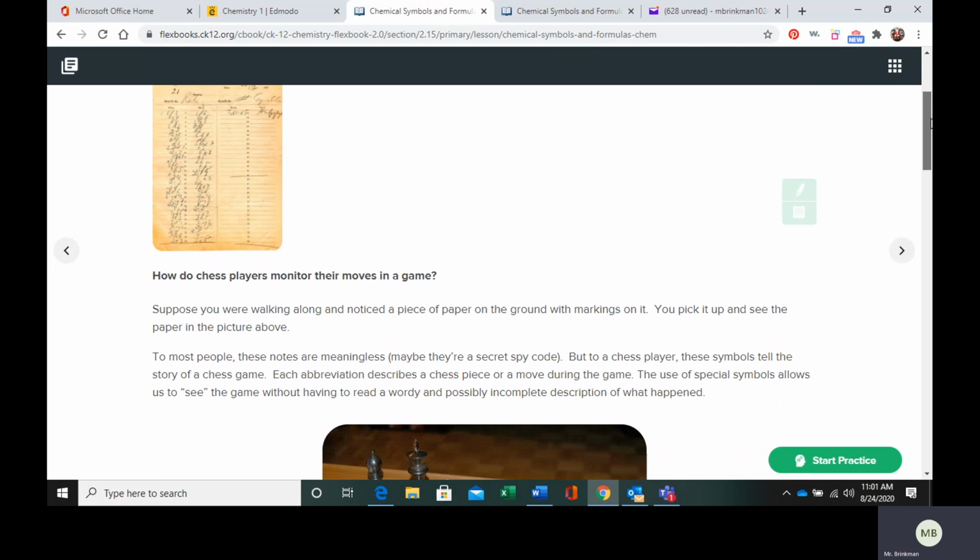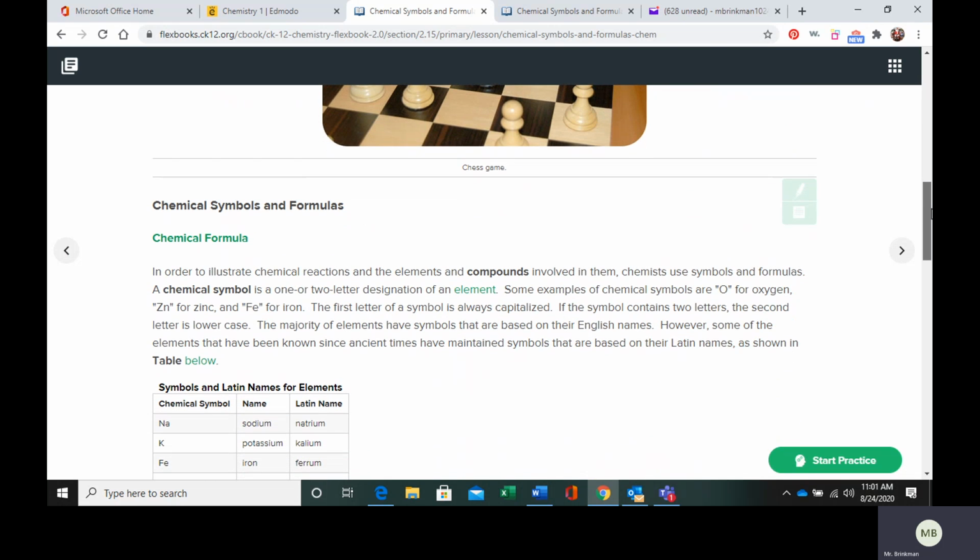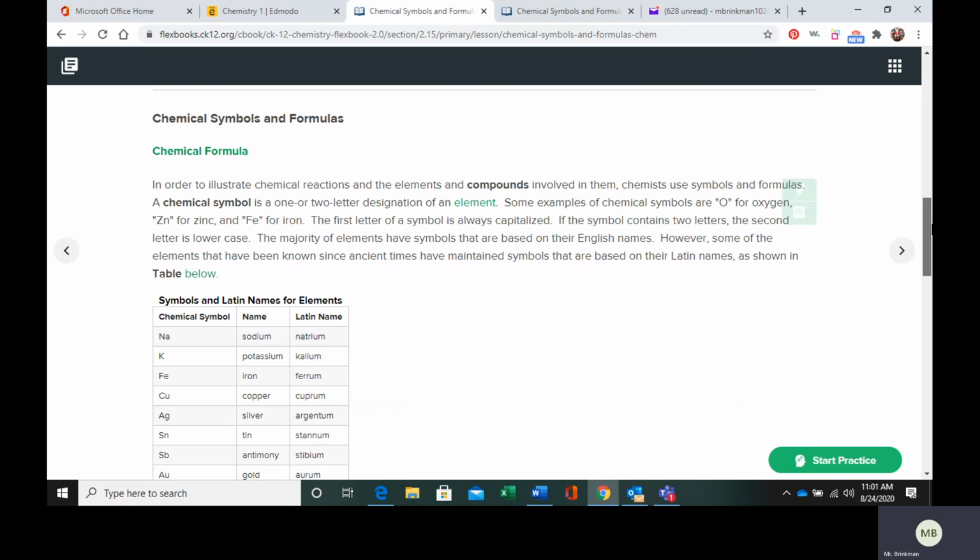Unless you've taken chemistry, a lot of chemical symbols and formulas don't really mean a whole lot to you. In order to illustrate chemical reactions and elements and compounds, chemists are going to use symbols and formulas. This is kind of a shorthand used by chemists to know what's going on in a chemical reaction.